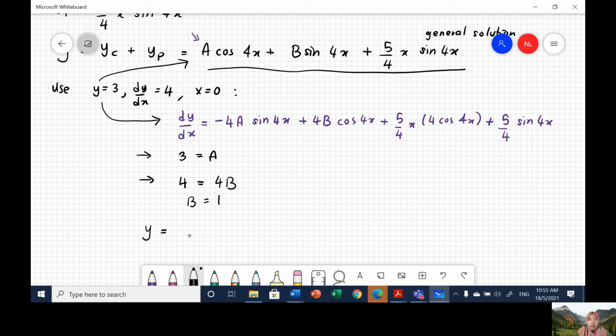Okay, we have to write down what is a. A is 3, then cos 4x. B is 1, then plus sine 4x, plus 5 over 4 x sine 4x. Okay, so we have reached the particular solution.